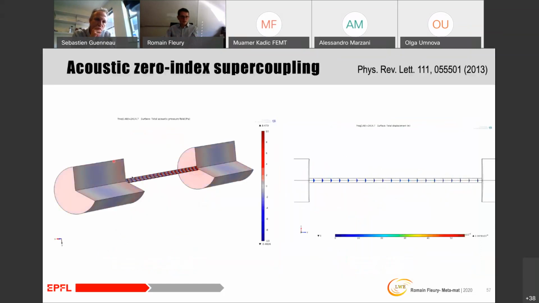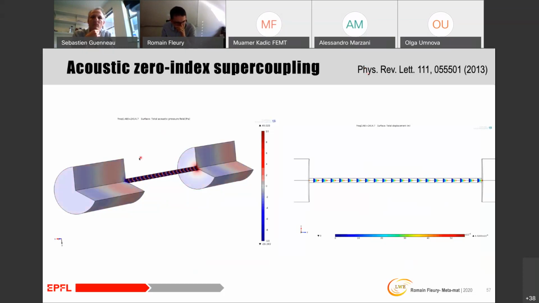So the idea that we have explored is the use of a phenomenon that is known in the field of metamaterials that is called supercoupling via a zero-index medium. This was initially proposed by Nader Engheta, Mario Silveirinha and Andrea Alù in electromagnetism. And in this paper, back in the days where I was a student in Texas, we proposed the acoustic equivalent.